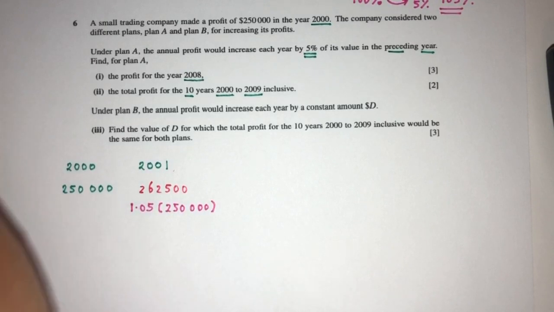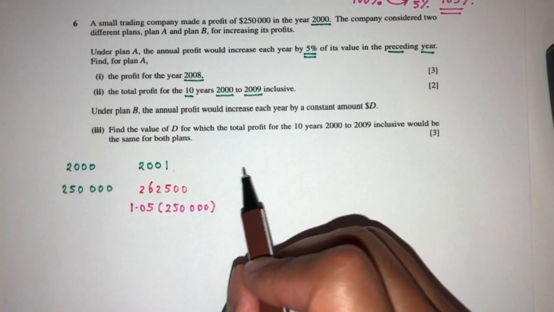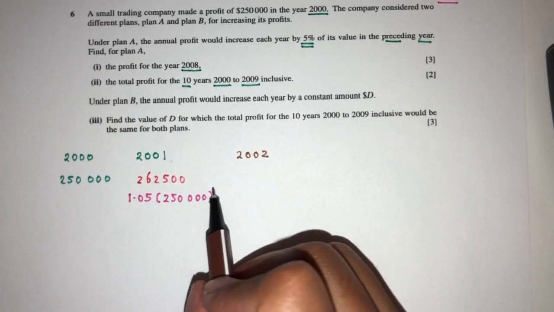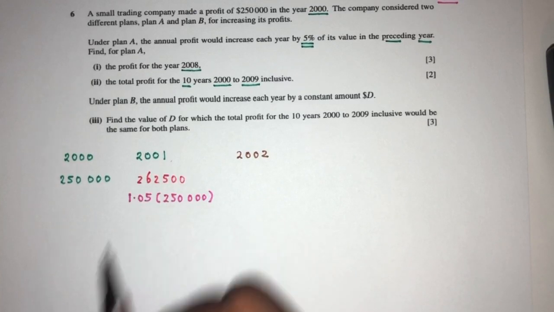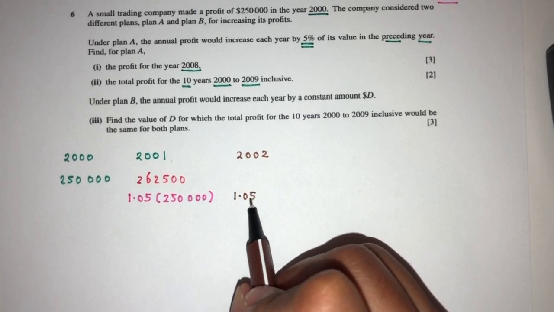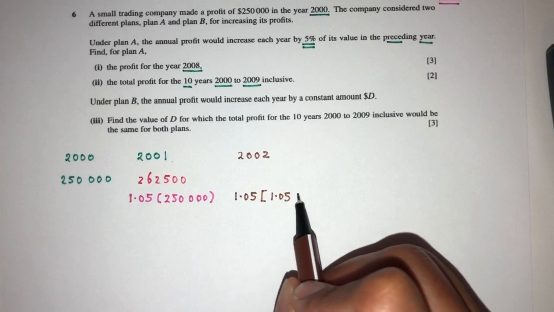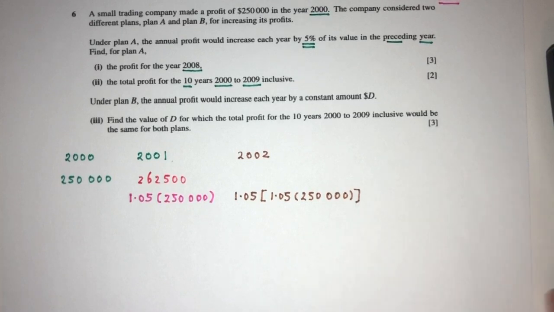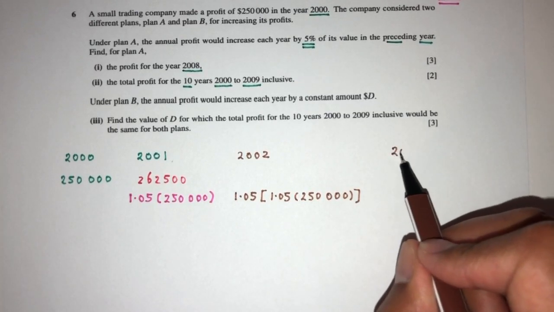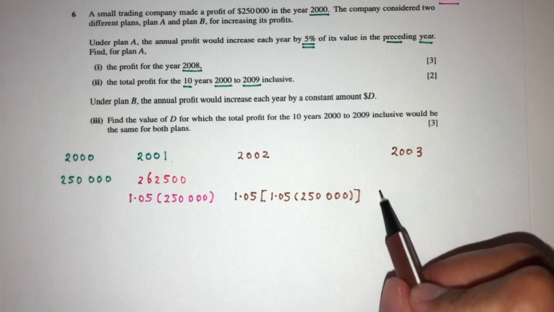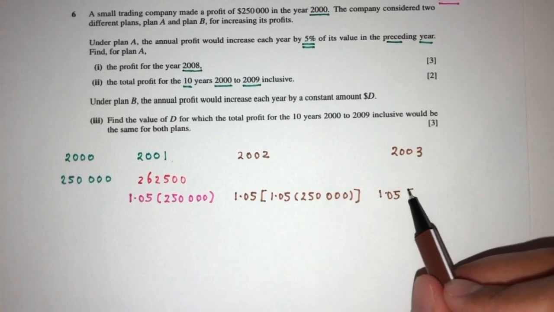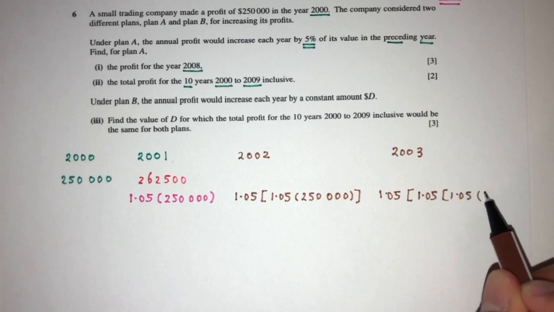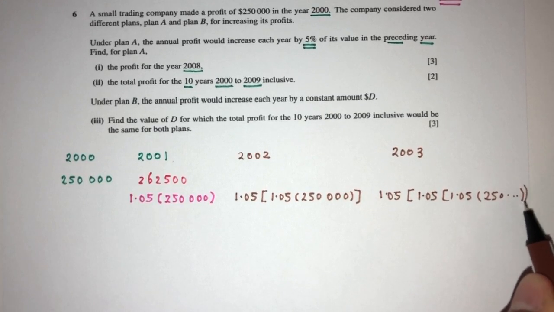Right. Now the idea comes again. If you want to find the profit in 2002, you will have to do what? Multiply the previous amount by 1.05. So you have 1.05 multiplied by 1.05 times this. Right? Now again, in the year 2003, for example, we have to multiply 1.05 to the one that we have, 1.05, 250,000. You get the idea.